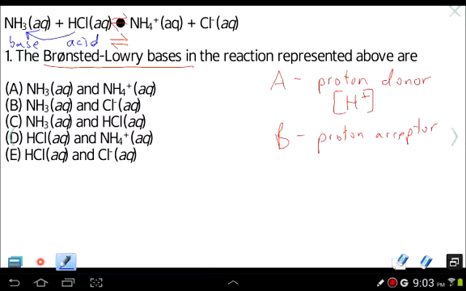Now looking at the other side, on the right side, recall that we can think of the equilibrium now as going back over to the left side. So let's see which one is acting as a base going back toward the reactant side. And that would be Cl-, because Cl- looks like it is accepting an H+ as it goes back toward the left. So we should say both NH3 and Cl- are actually acting as bases.